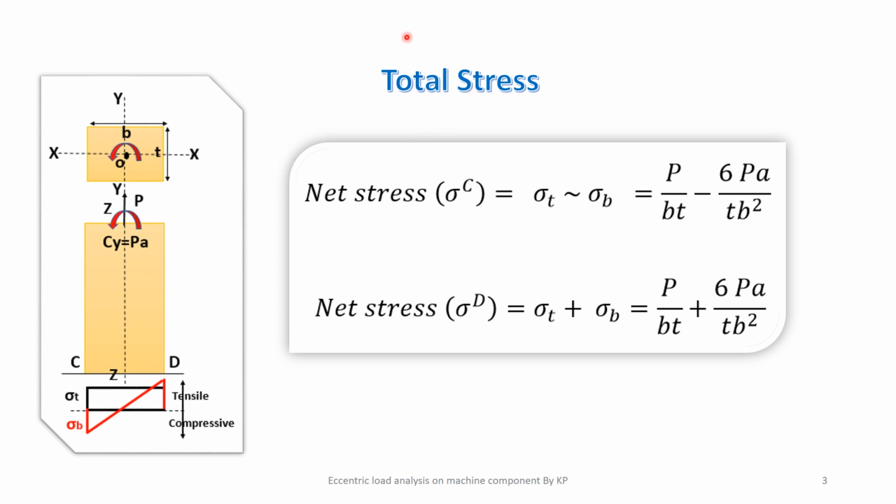Here, if you want to find out the total stress, this is the third diagram. Because of this moment, the bending stresses are produced at the cross section C and D, and this is the distribution of bending stress. Here the stress is compressive in nature on the C side, and on the D side the stress is tensile in nature. And the direct tensile stress is produced uniformly along the cross section.